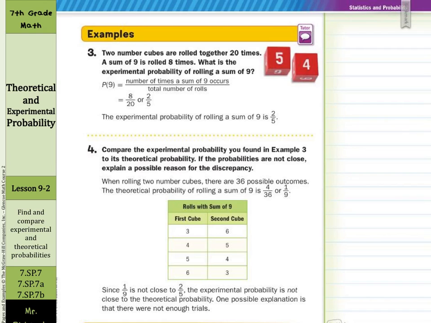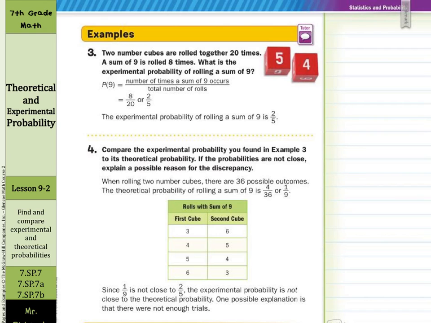In our third and fourth guided examples, example 3, 2 number cubes are rolled together 20 times. A sum of 9 is rolled 8 times. What is the experimental probability of rolling a sum of 9? Well, it's rolled 8 times out of 20, so it's 8/20, which simplifies to 2/5. Guided example 4. Compare the experimental probability you found in example 3 to its theoretical probability.